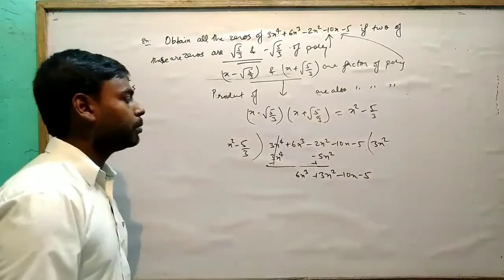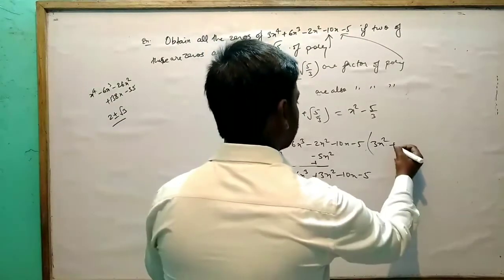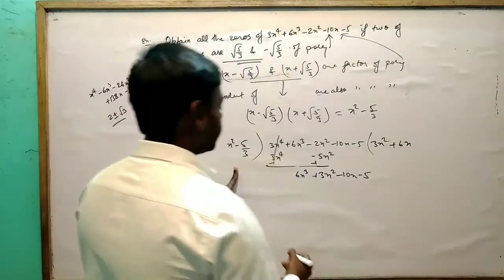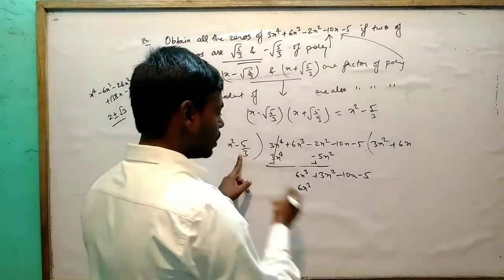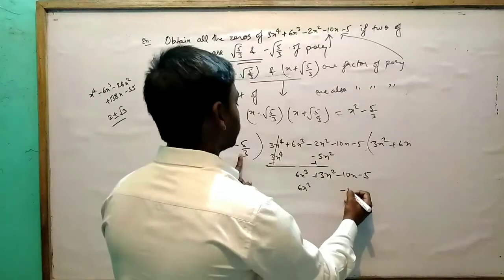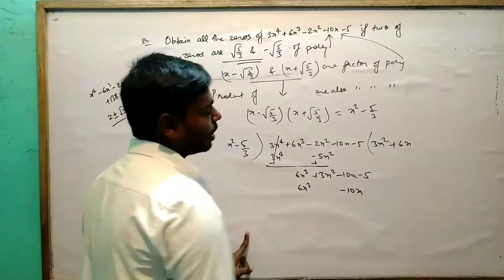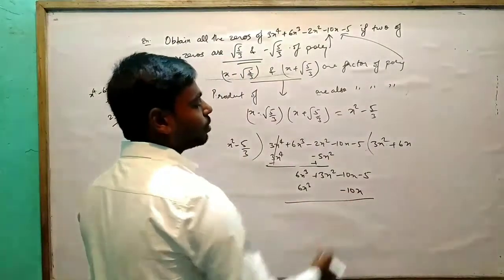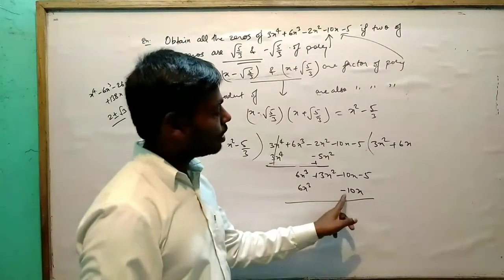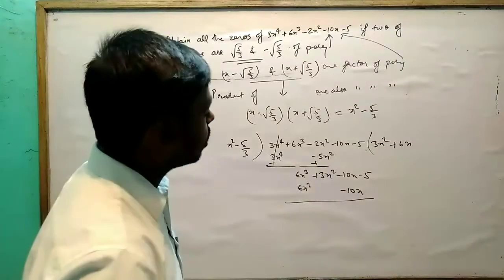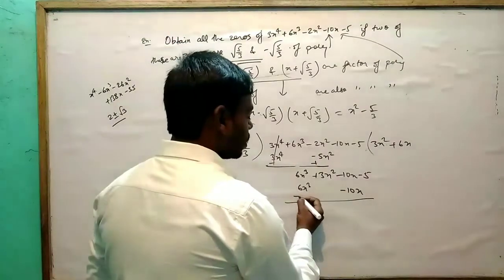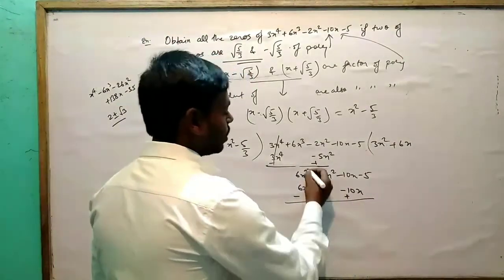Now we have to multiply this term, then 6x. Okay, and we get 6x cube, and 6 into this term, that is minus 10x. Okay, one thing you note here is that you have to write the terms with the same degree. Then when we change the sign here, we get what?